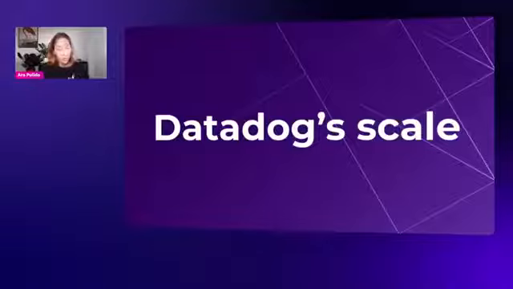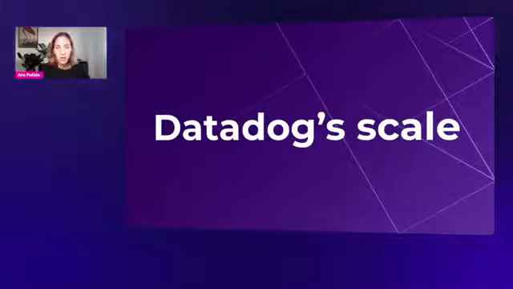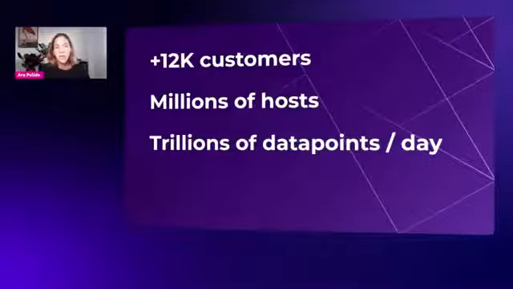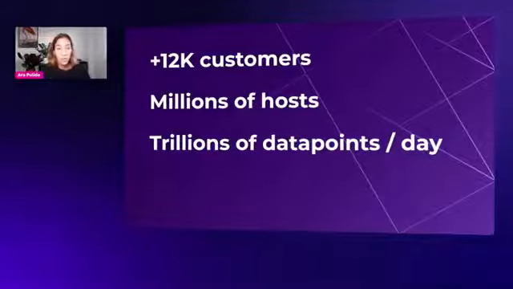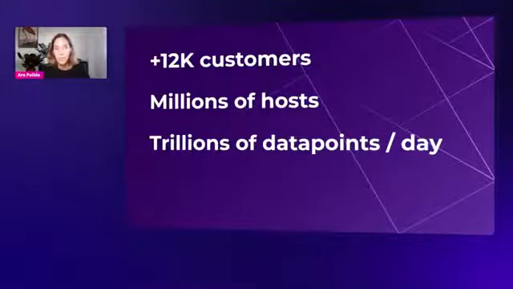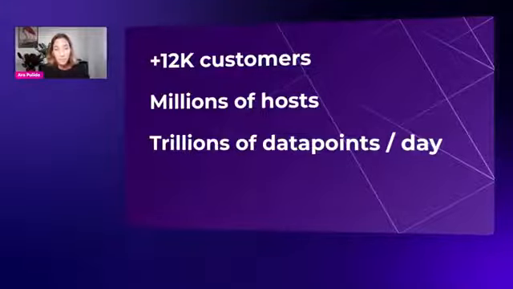So I think it's important also to introduce a little bit the scale that Datadog runs on. Some of the decisions that we make in our engineering process are related to our scale. Datadog currently has more than 12,000 customers. We are a monitoring company, so we get data from those customers' hosts that sum up to millions of hosts. And we process trillions of data points per day.